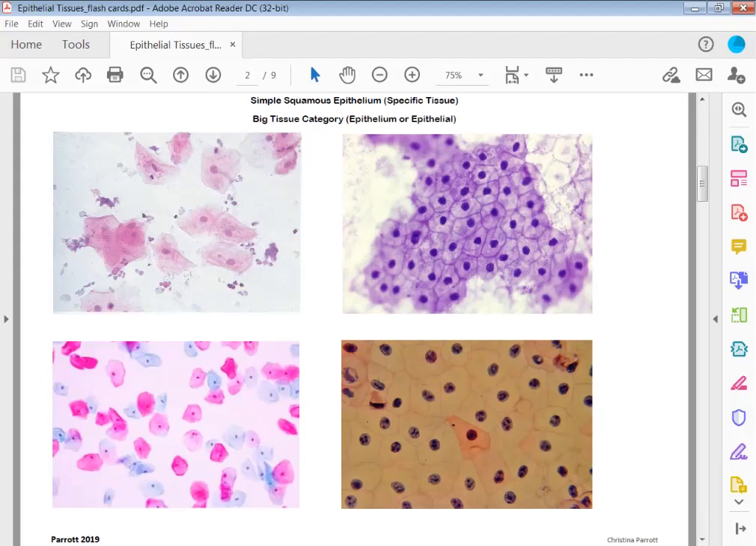So if you see this one right here, for instance, under a microscope on your practical, and I say, identify this structure, and I'm pointing to this dot here, you would tell me nucleus. If I say, identify this big tissue category, you're going to tell me epithelium or epithelial. If I ask you what the specific tissue name is, you're going to tell me simple squamous epithelium.